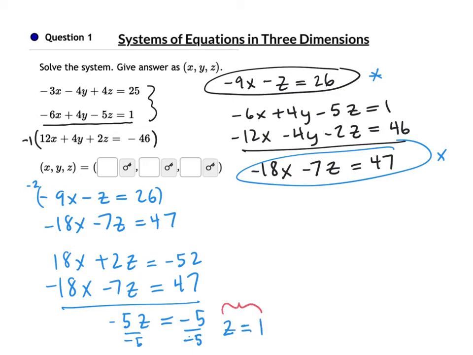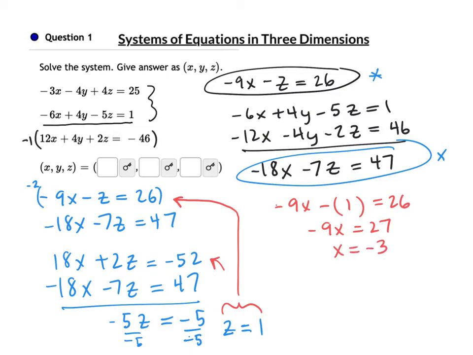Take that value and plug it in one of the original equations. You could use any of them here, but the easiest one to me looks like the negative 9x minus z is 1, equals 26. So I'm going to add 1 to both sides. Negative 9x equals 27, and divide by negative 9, and x is negative 3.